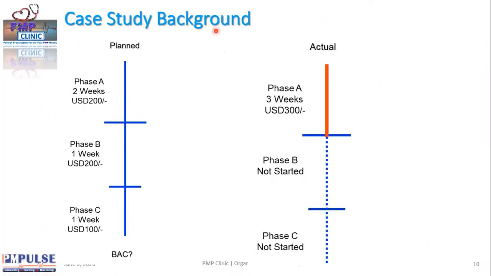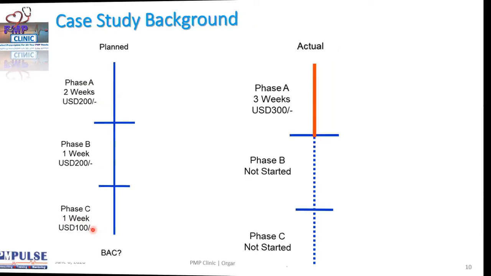The case study background is this. We had a plan for a project which will be done in just 3 phases. We have phase A, which will take 2 weeks, and it's also going to take $200. We have phase B, which will take 1 week and another $200. And then we have phase C, and it'll take 1 week and about $100. This is our total plan.